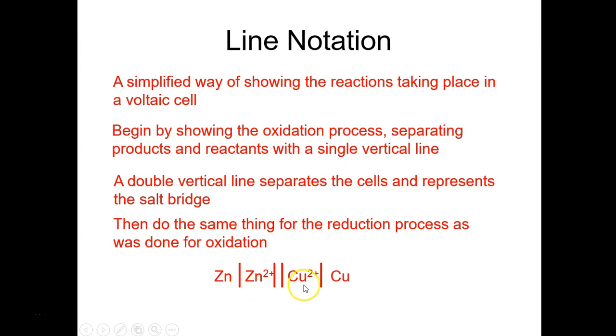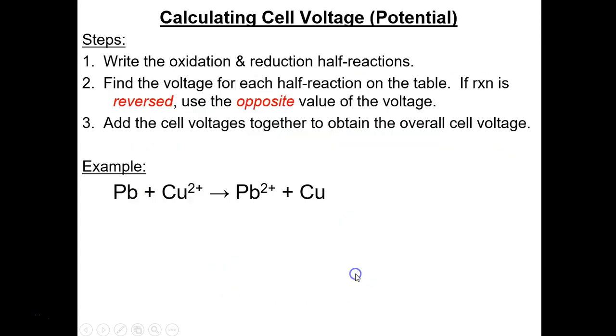Then the electrons traveled over to the anode, so we'll draw a double line to separate the 2 half reactions. At the anode, copper 2 ions were being reduced to copper. So this is just another way of showing that reaction and what's actually happening there.